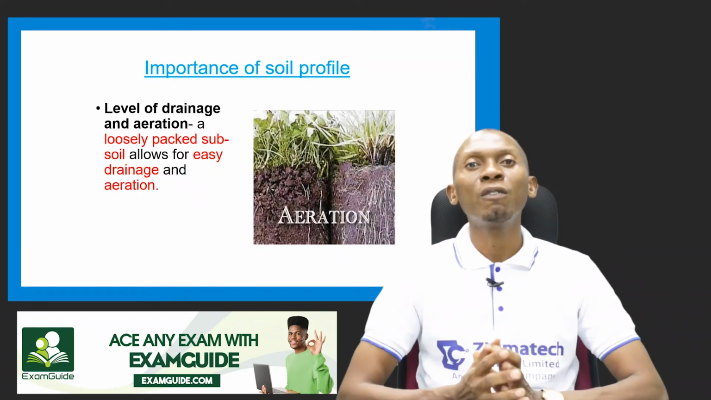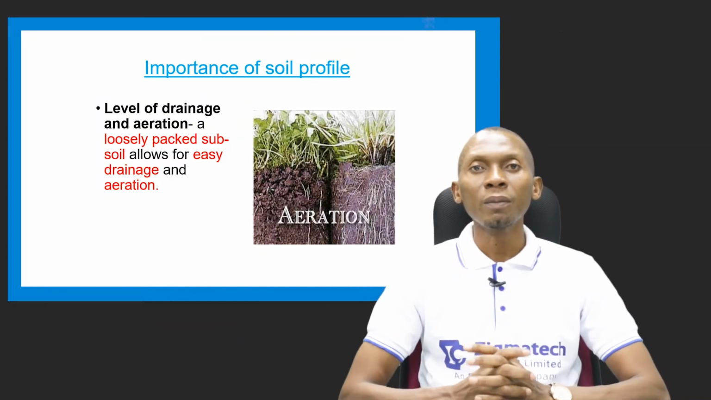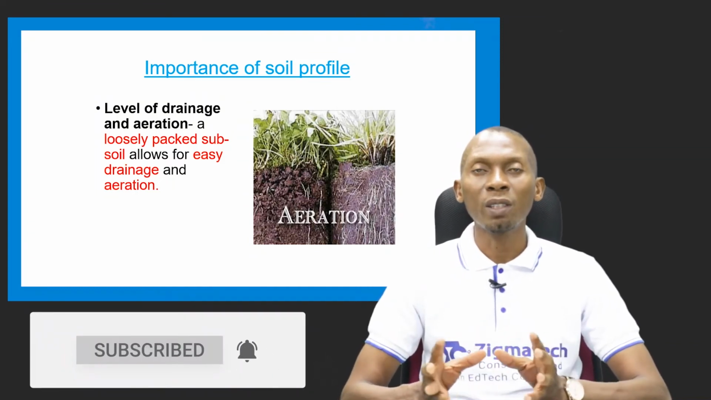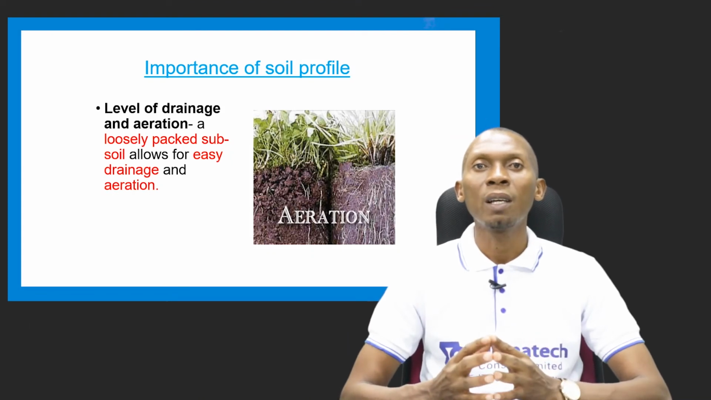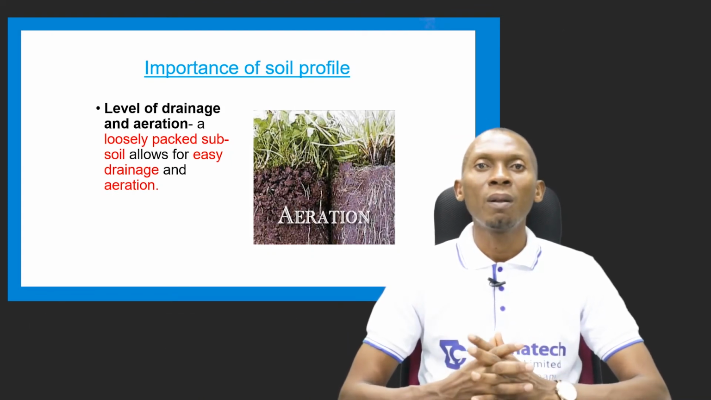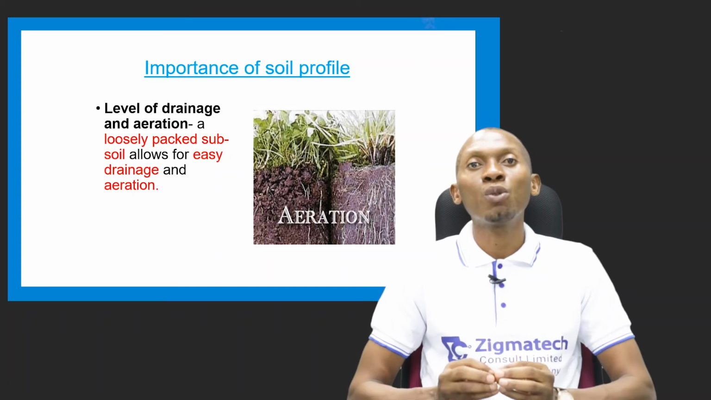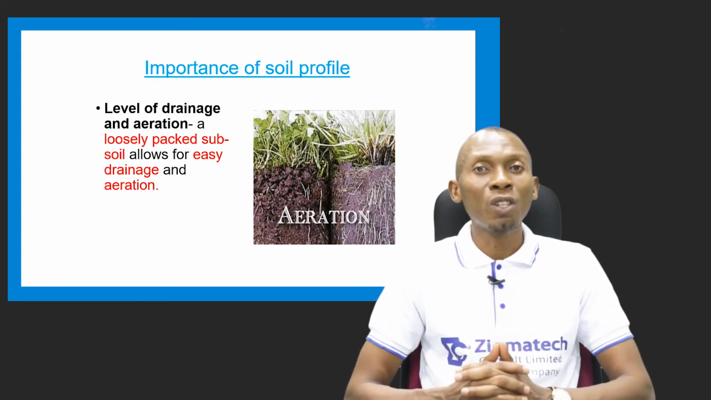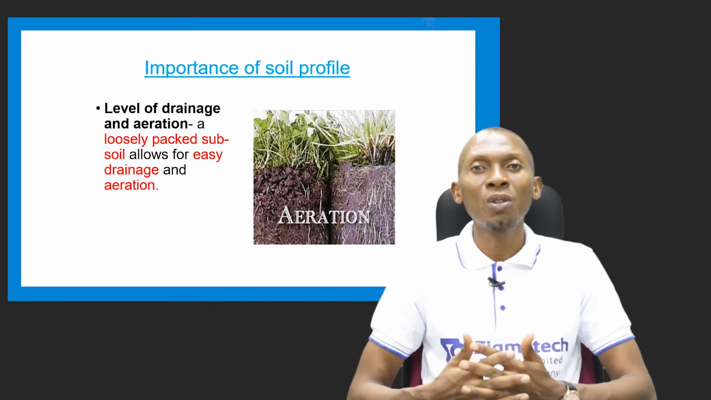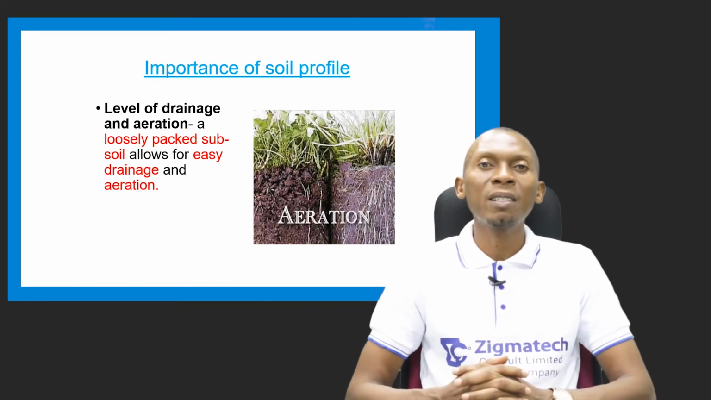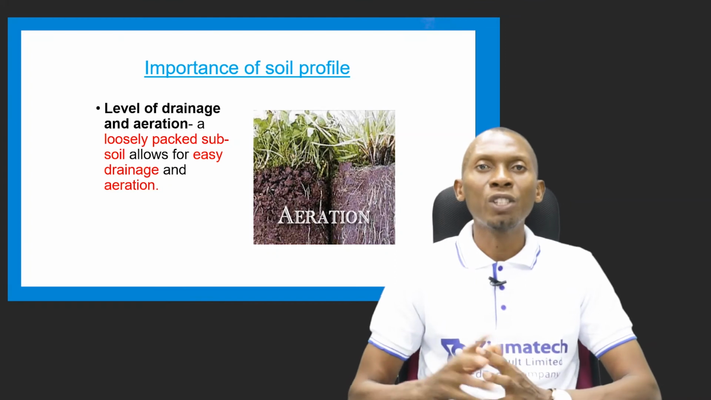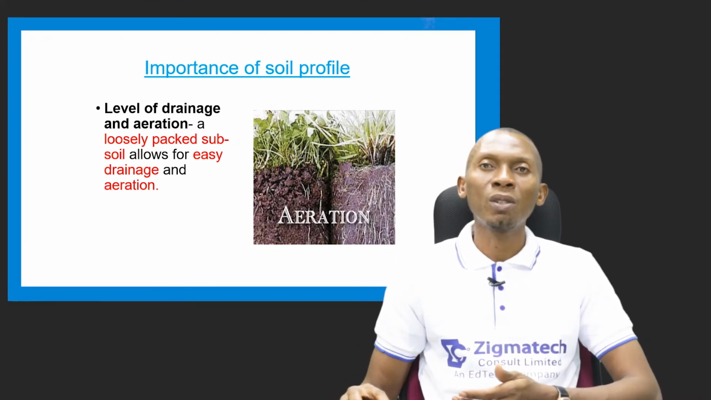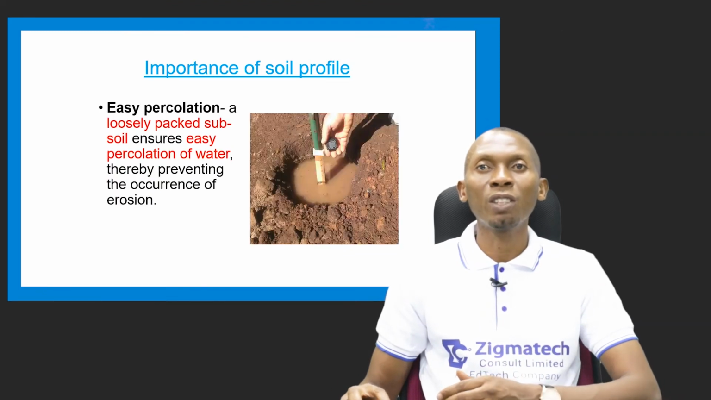We also have level of drainage and aeration. Of course, drainage has to do with the movement of water within the pore spaces of our soil particles, and aeration has to do with movement of air. So a loosely packed subsoil will also ensure that there's easy drainage and aeration. So we're able to know the level of drainage and aeration through knowledge of the soil profile.